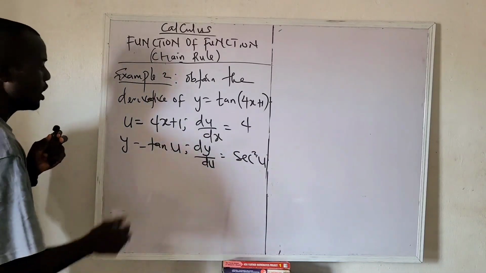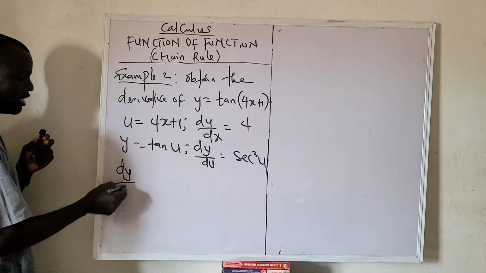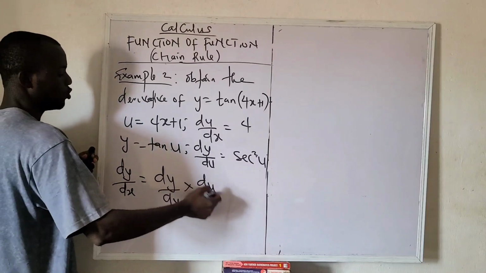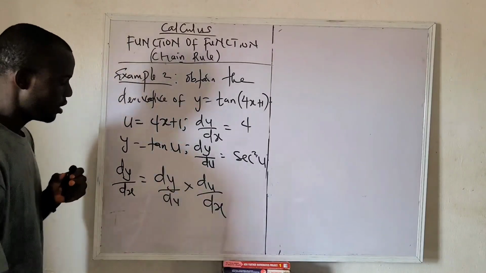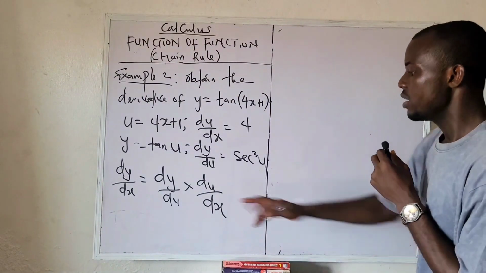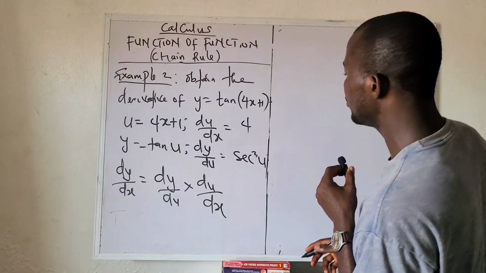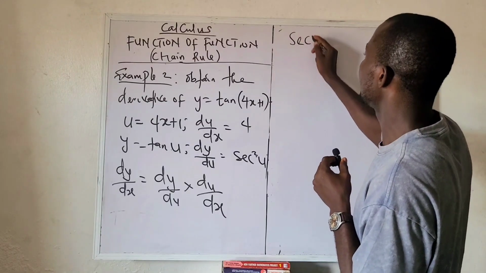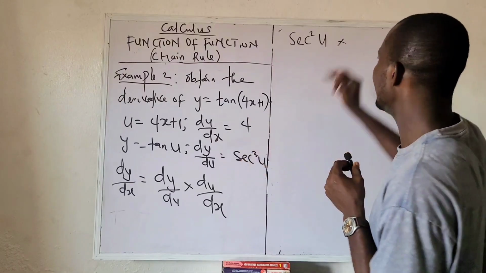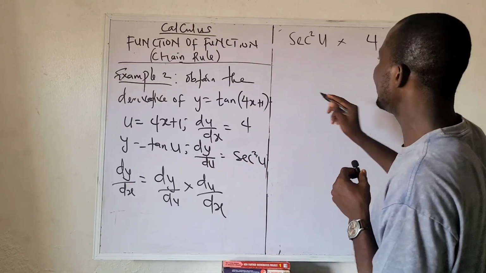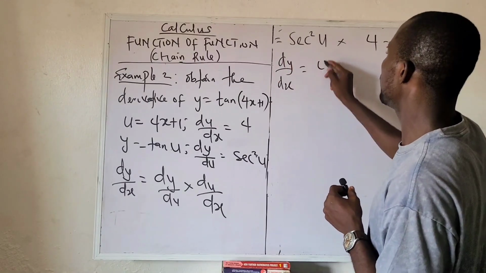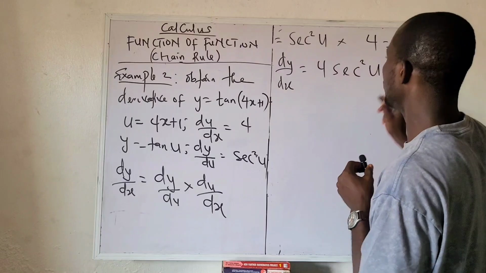Now, if that is the case, remember that dy over dx from chain rule equals dy over du multiplied by du over dx. This is what we have. Now, from here, what is dy over du? Our dy over du is sec square u. And what is our du over dx? Our du over dx is 4. Multiplying them together, our dy over dx equals 4 sec square u.